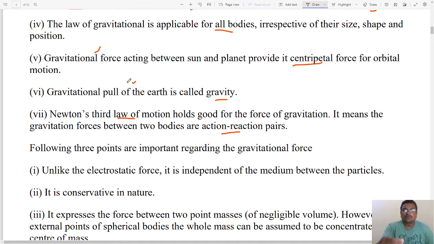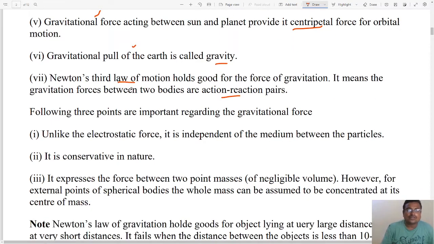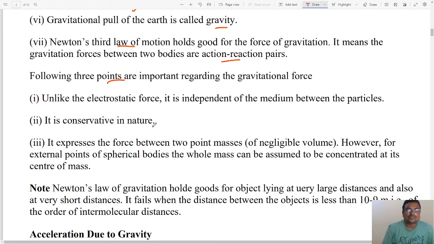If you take a balloon, fill it up with gas, and leave it, it will fly off. That is also Newton's third law: every action has an equal and opposite reaction. So Newton's third law holds good for gravitation. Gravitation is the force of attraction between two objects present in the universe. Now, there are three important points regarding the gravitational force.